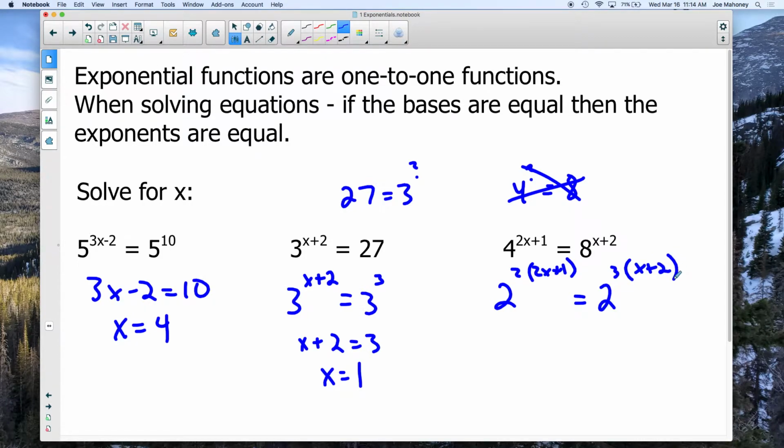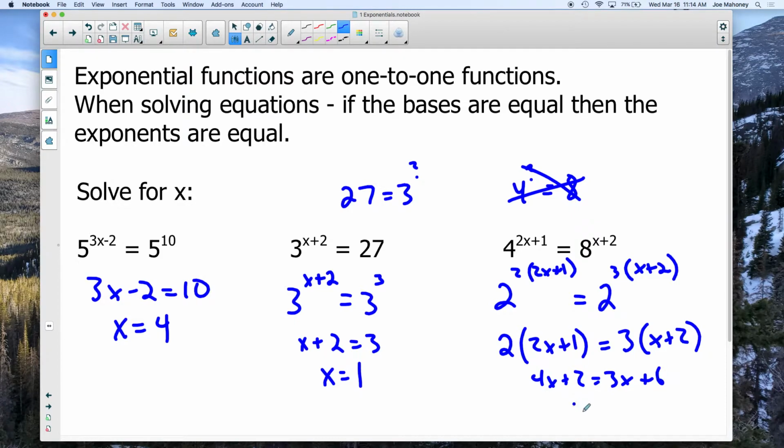So my bases are the same, so my exponents are equal to each other. 2x plus 1 equals 3 times x plus 2. And as we solve that, we do some distributing. We're going to get 4x plus 2 equals 3x plus 6. And that's going to give us x equals 4 as our answer. So you should be able to solve some equations right now.